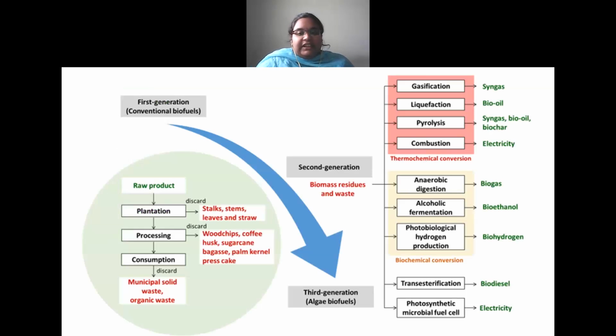So this slide shows us different types of biogas generations. What is first generation biogas, second generation biogas, as well as third generation biogas processes? These different processes tell us how the animal waste and plant waste are being treated, and then how the end products are coming. This shows us all those different types of things.